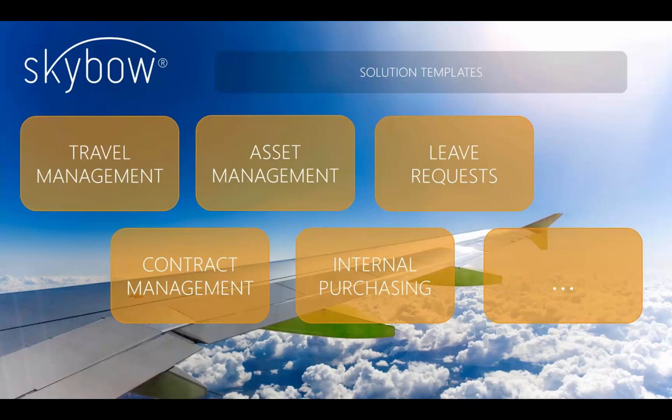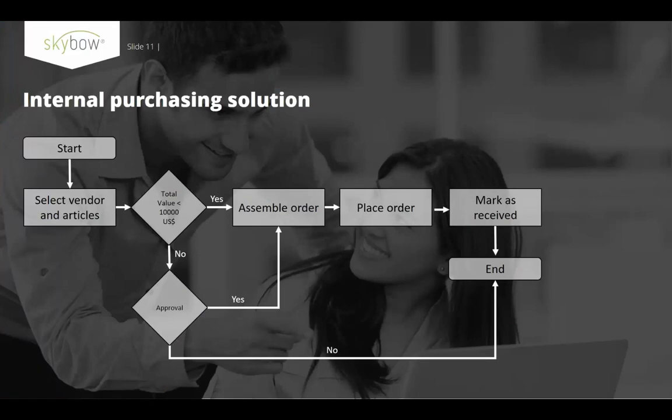It's a nice transition to that solution. This is what we want to achieve. This is actually a live solution that we did with our partners in Boston for their customer. The solution was basically that an end user should select a vendor from which she or he wants to purchase different items and articles, select the items and state the items. If the total value is less than 10,000 United States dollars, the order can be assembled and placed, and at the end of the process, marked as received.